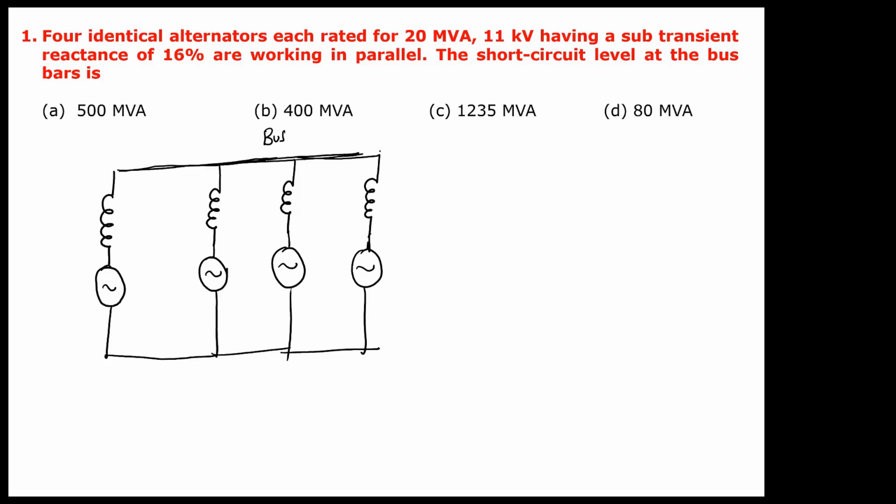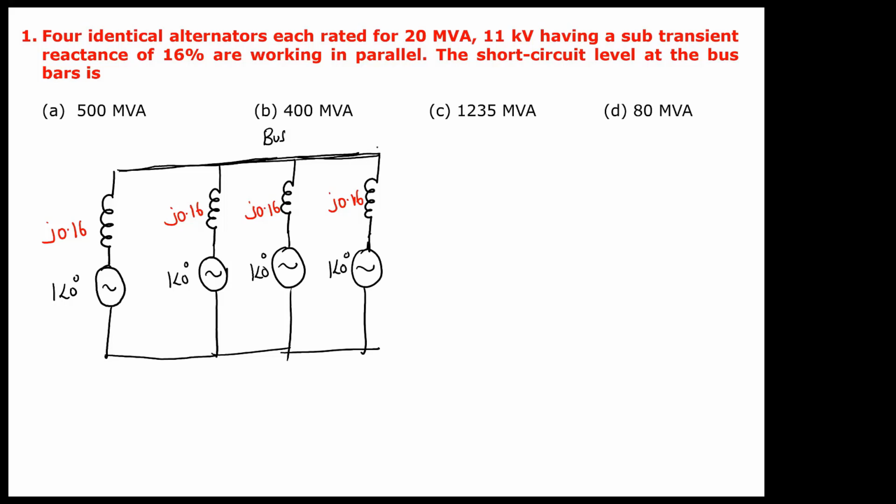Now he's asking the short circuit MVA capacity of this bus. So how do you model in per unit? All sources have voltage 1 at an angle 0, that is 1 per unit. Now he said that the subtransient reactance of all the generators is 16%. So what is the per unit subtransient reactance? Percentage reactance by 100. So it will become J0.16 per unit, J0.16, J0.16, J0.16.